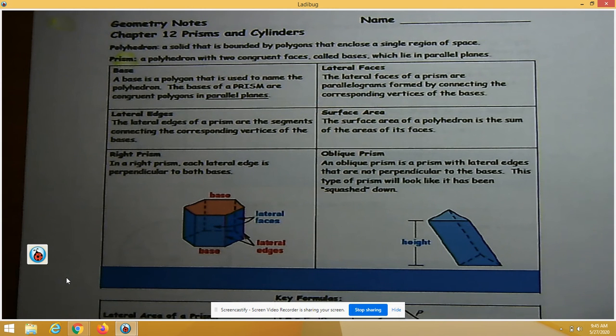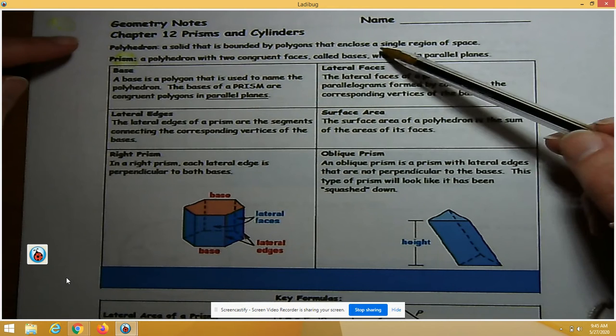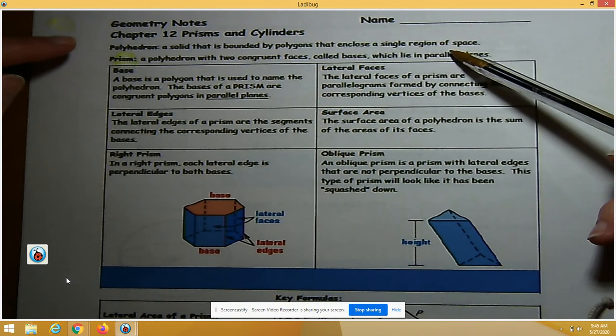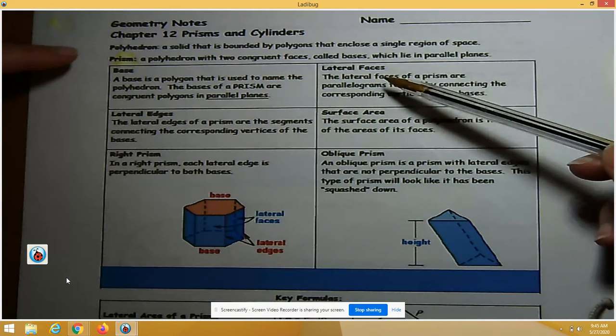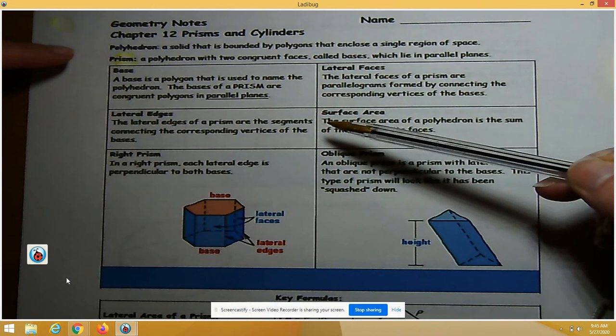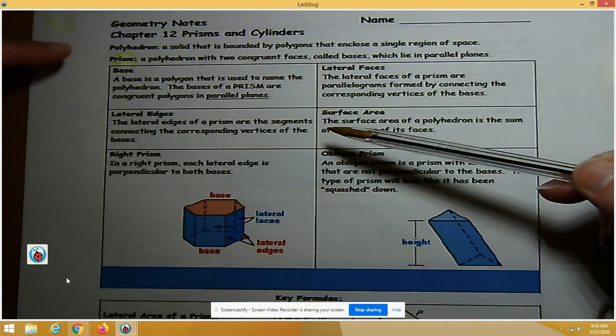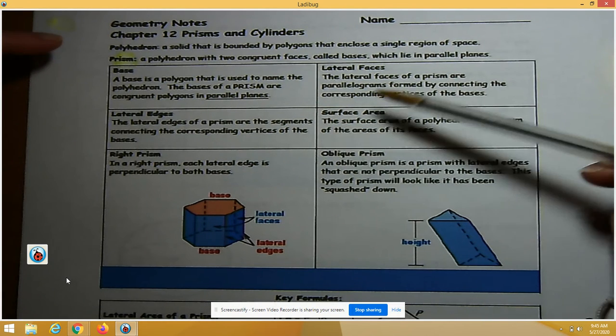In this video, we're looking at the surface area of prisms, cylinders, and spheres. Just a quick review, a polyhedron is a solid that is bounded by polygons that enclose a single region of space. A prism in particular is when there are two congruent faces called bases, which lie in parallel planes.